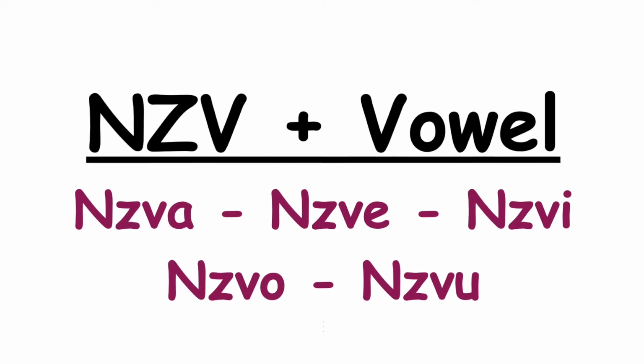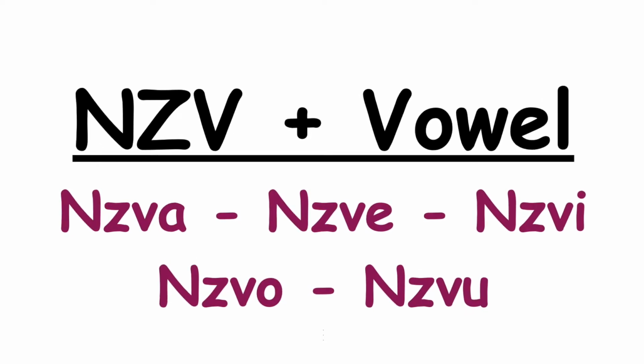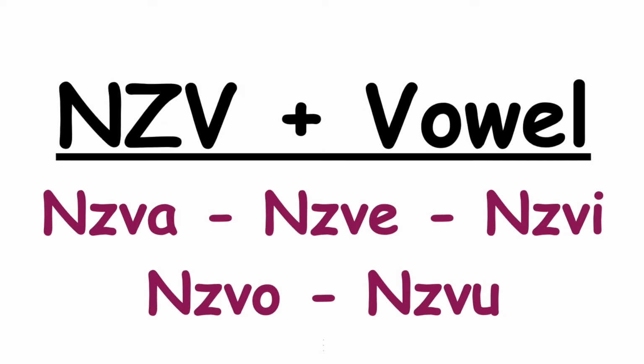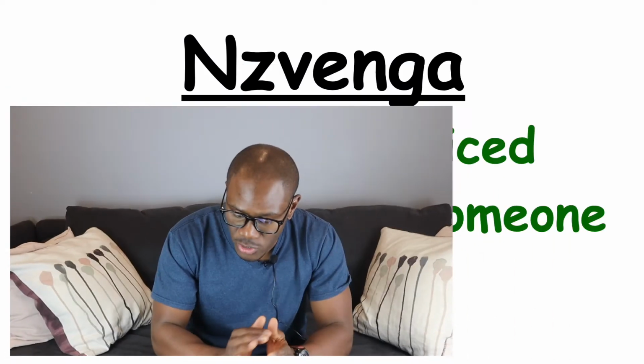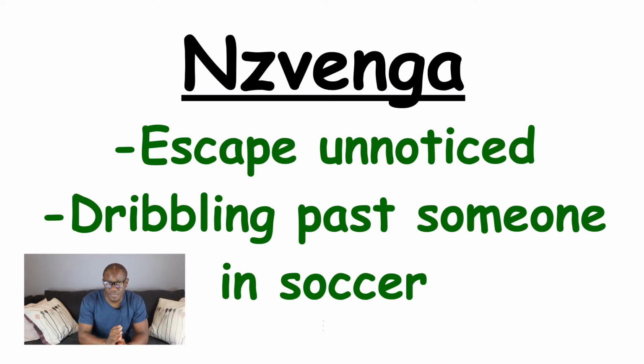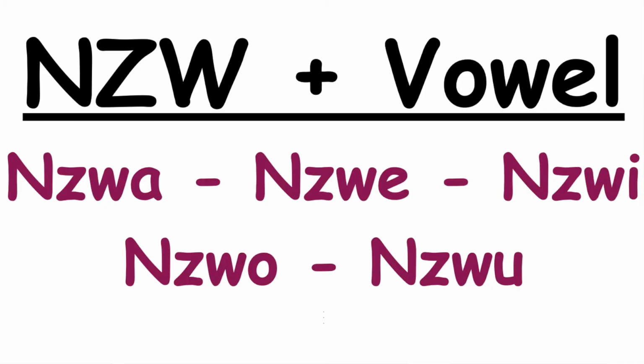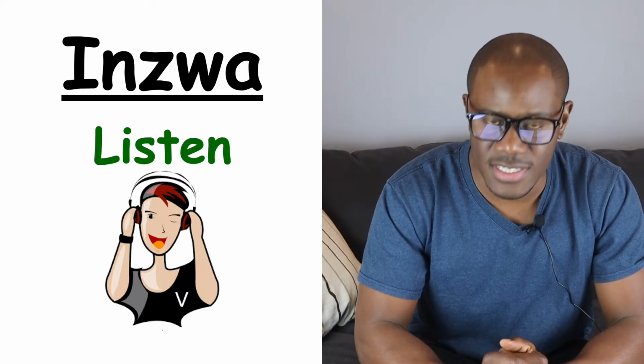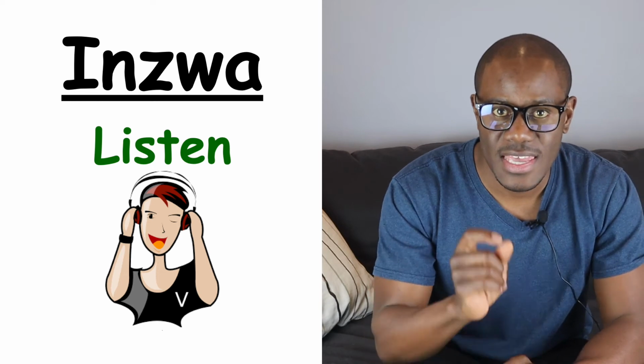Moving on next, we have N, Z, V and a vowel. That gives us Nzva, Nzve, Nzvi, Nzvo, Nzvu. And the common word we have here is Nzvenga. And moving on to our very last sound that we have here for you is N, Z, W and a vowel. That says Nzwa, Nzwe, Nzwi, Nzwo, Nzwu. And the common word that we have here for you guys is Inzwa, Inzwa.